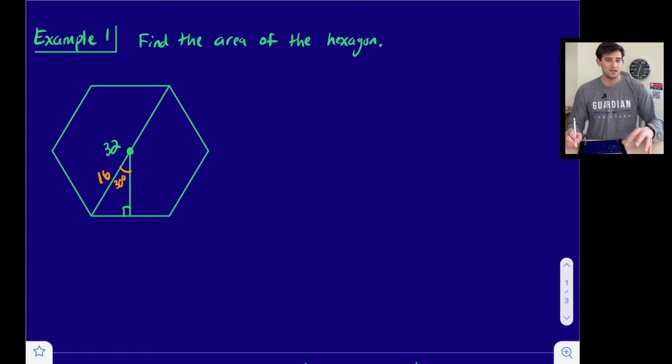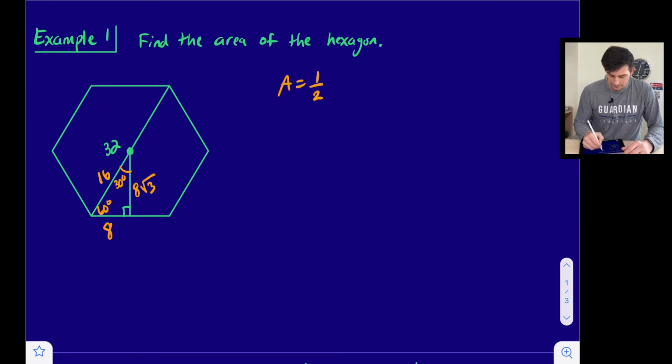Now we've created a special right triangle, a 30, 60, 90. We know there's a relationship between the side lengths of a 30, 60, 90. I'll link that video right now. We know the hypotenuse here is 16, so the shorter leg is going to be half of the hypotenuse, and the longer leg is going to be the short leg times root 3. Now we have all the information we need.